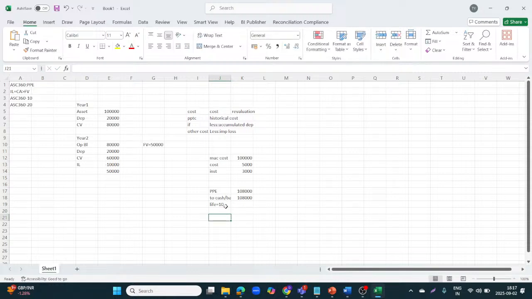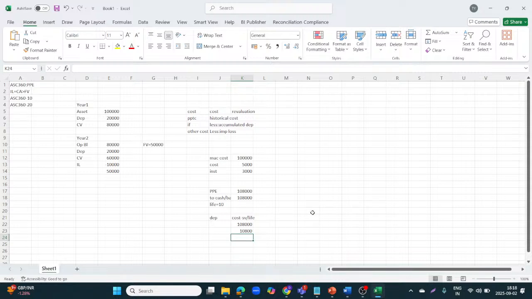So how will you calculate the depreciation? Depreciation will be the cost of asset minus salvage value, divided by the life of the asset. In that case, your cost of the asset is 108,000. There is no salvage value, so it will be this, divided by 10, that is your life of the asset. So 108,000 will be the depreciation that needs to be charged every year.